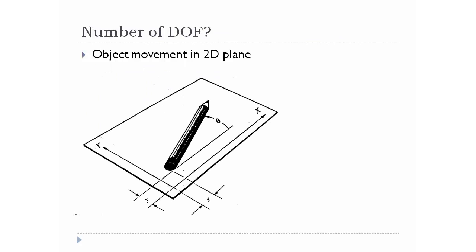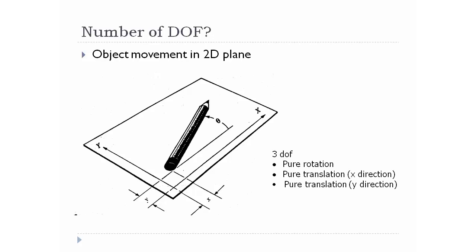For example, if you look at this case, it's a pencil in a 2D plane. If you think about it, there are several ways for this pencil to move. There are 3 degrees of freedom. The first one is pure rotation. The second one is pure translation in the X direction. The third one is pure translation in the Y direction.